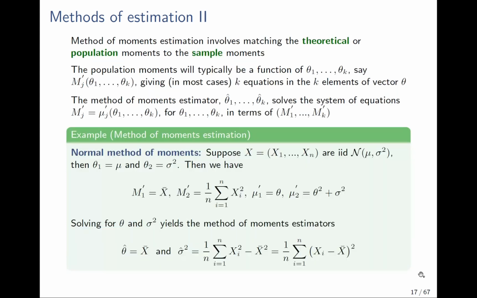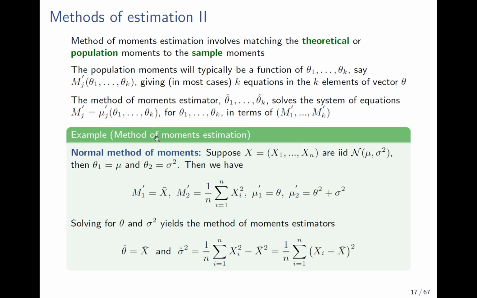So let's just look at a concrete example. What we've just said is method of moments estimation. It's one of the simplest estimators because all we're doing is matching the theoretical population moments to the sample moments. The population moments will typically be a function of θ1 to θk, say, giving in most cases k equations in the k elements of the vector θ. And the method of moments estimator solves this system of equations for the parameters in terms of the moments.